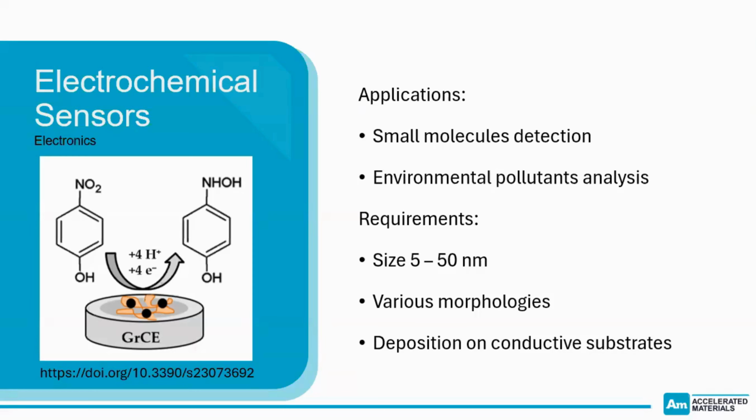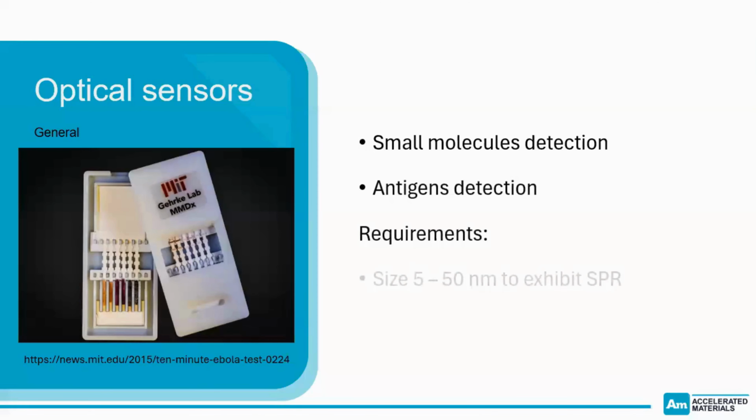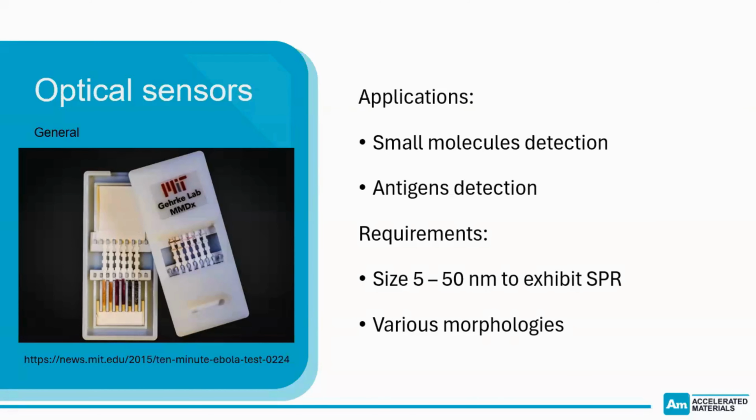And the next is a general one. Maybe everyone probably remembers from the COVID times that it can be used for small molecule detection and also for antigen detection, right? And here is one of the MIT startups that uses different size silver nanoparticles as colors having different surface plasmon resonance. In order for the particles to exhibit the surface plasmon resonance and absorb light at different wavelengths, the size should be from 5 to 50 nanometers, and they could also have different morphologies.